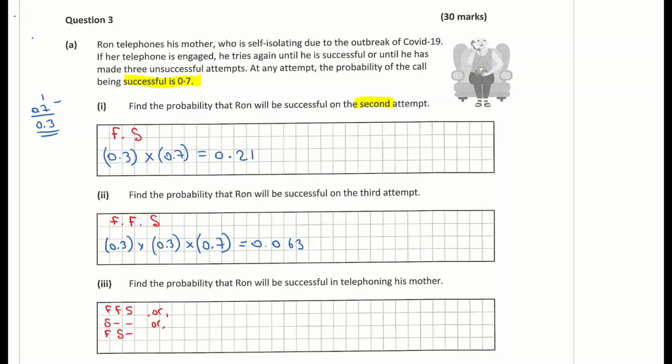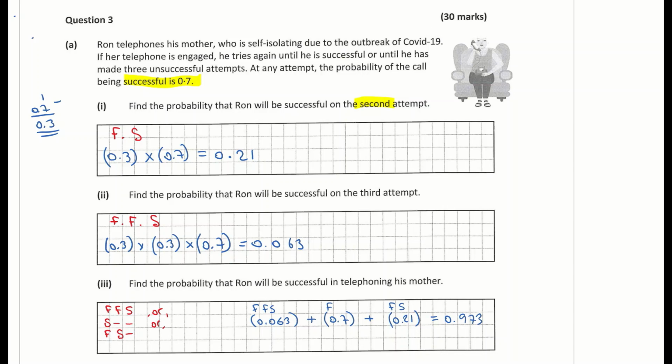So how would that look using probability? Well, for fail, fail, success, we have that from part 2. It's 0.063. Or in maths means to add in probability. So I'm adding on the probability of success on the first call, and that's given to me in the question. That's 0.7. Or successful on the second call, so fail on the first and successful on the second. Well, that's my answer to part 1, which was 0.21. So adding those three probabilities together, I get 0.973. And that's part A done.